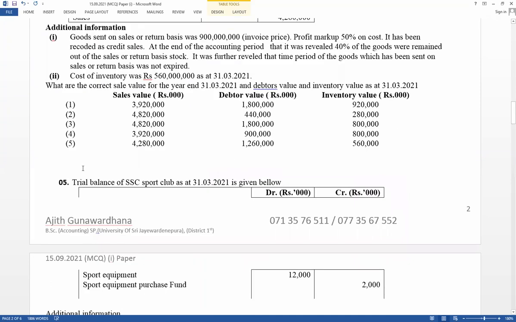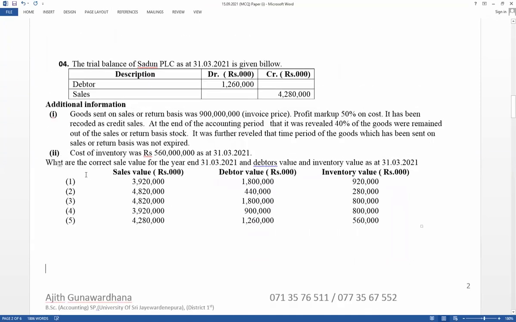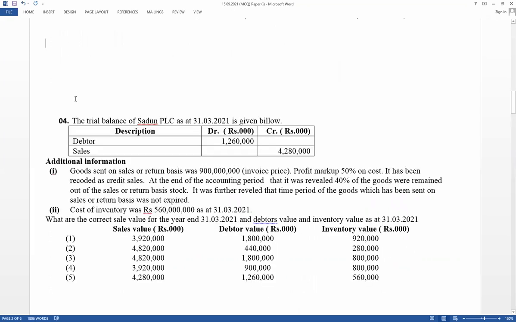Goods sent on sales or return basis. Think requirements.